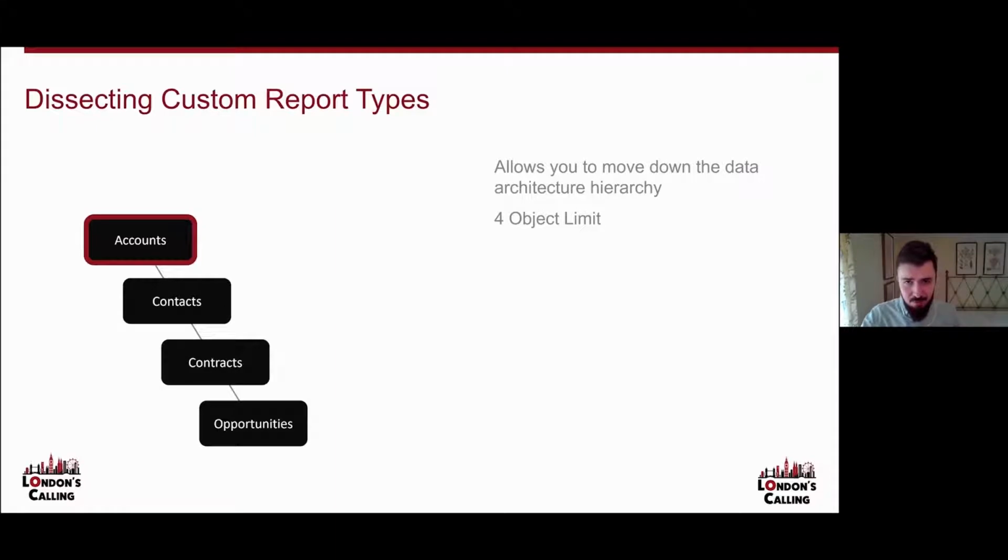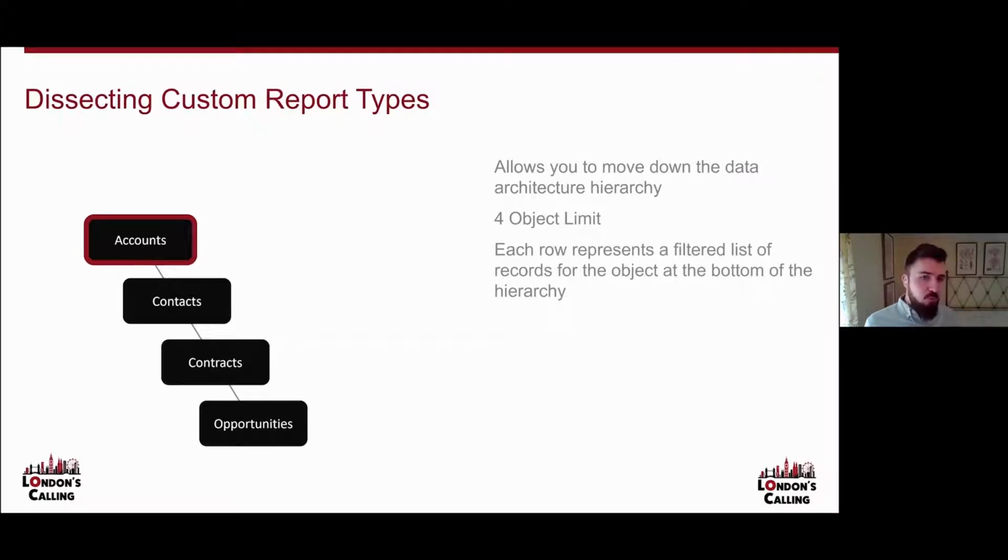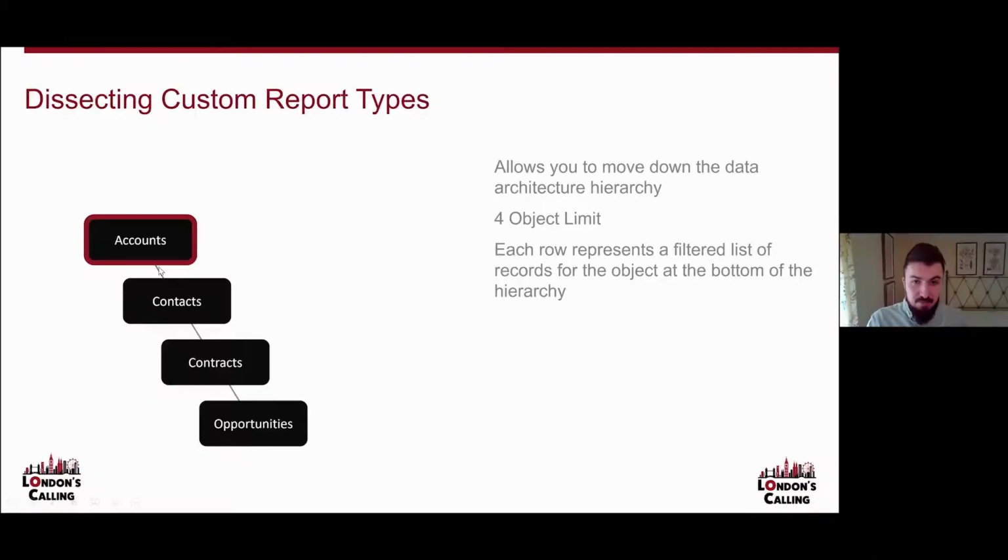Furthermore, what are we really getting with a report based on this kind of report type? Even though we've selected accounts as our primary object, this really isn't an accounts report anymore. Every row in the report results is going to show a filtered list of records for whatever object is at the bottom of the hierarchy you've specified. So in this case, opportunities is the object at the bottom of the hierarchy that we've specified here.